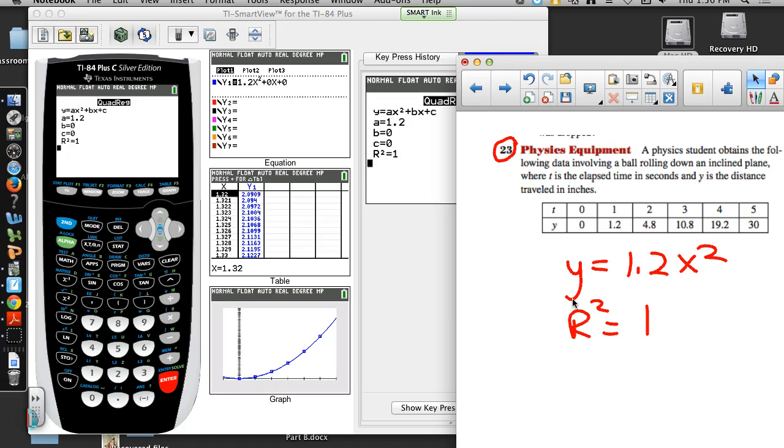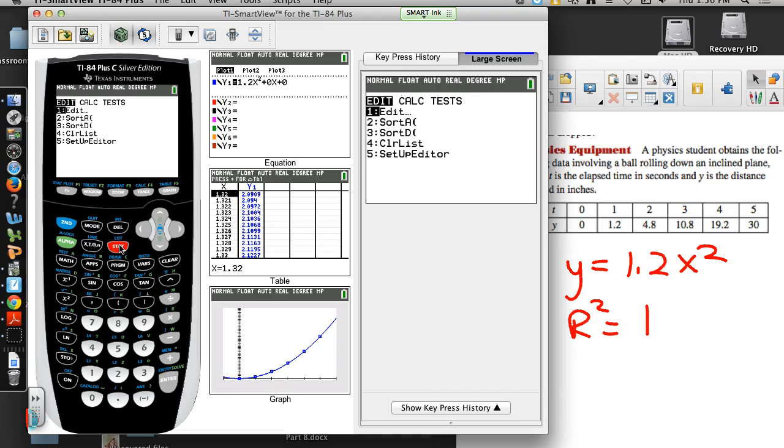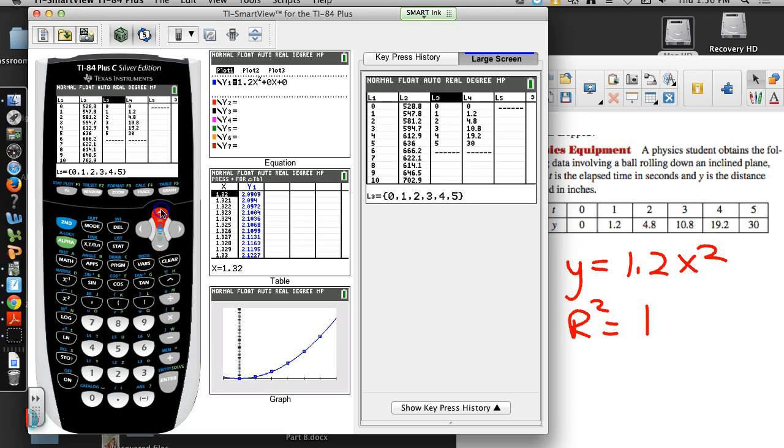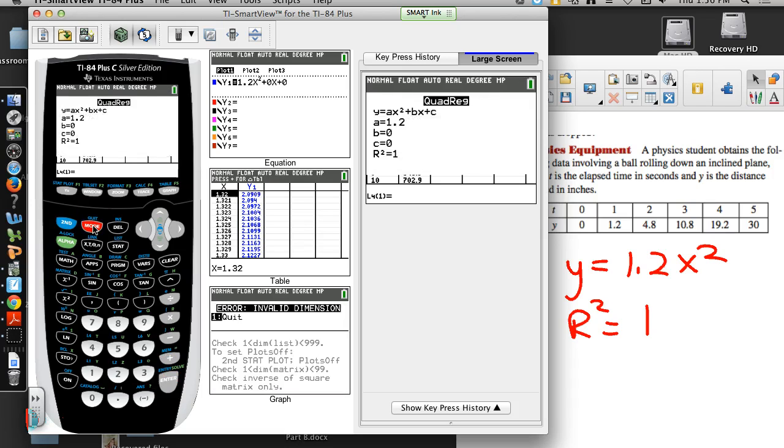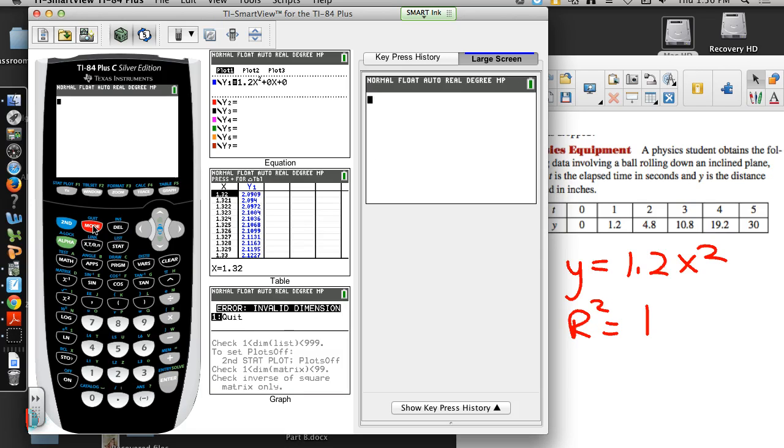So now, because this is going so slow, I think I'm going to go into stats and clear out those 2 lists in the hope that this will go a little bit faster. And remember, you can go up and highlight the name, hit clear, and then enter to get that list to clear out. All right, that was what they wanted in number 23. Number 24.